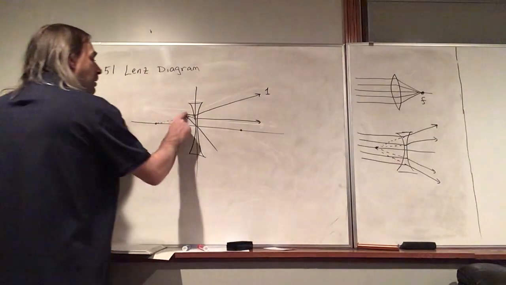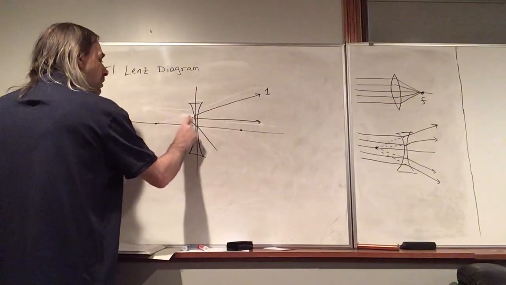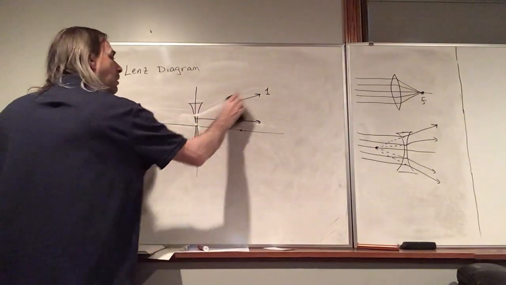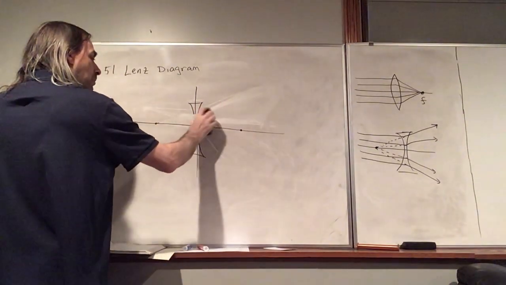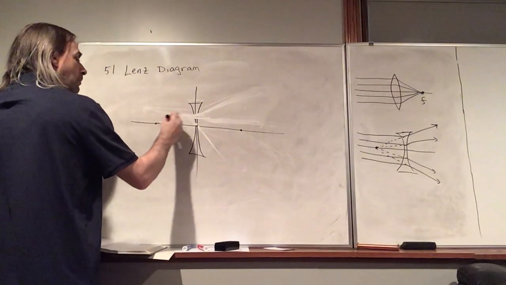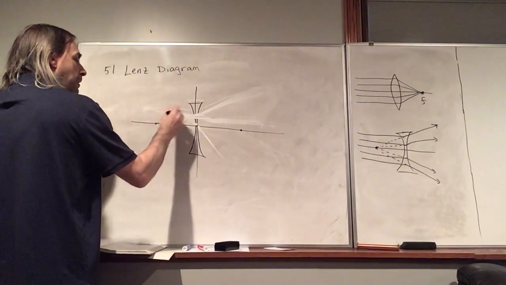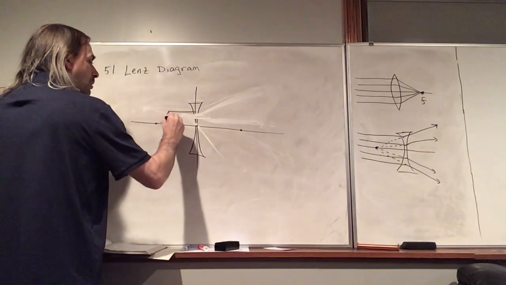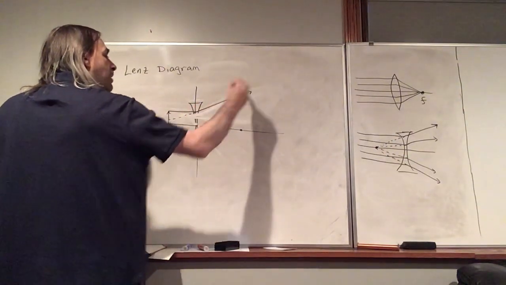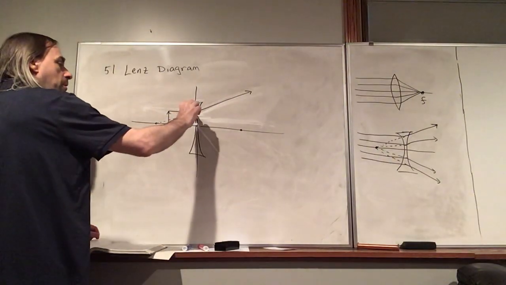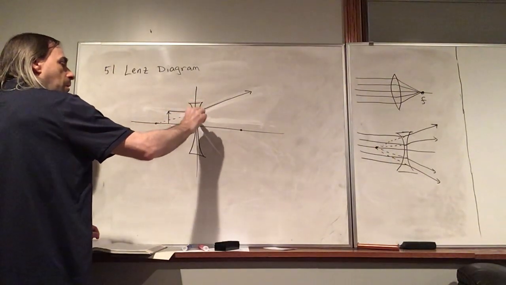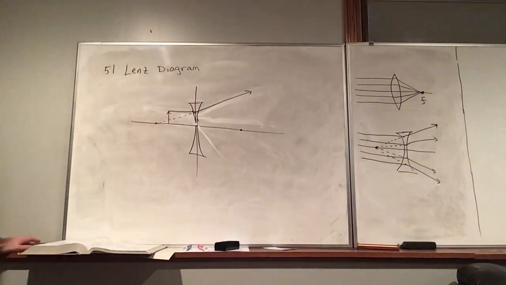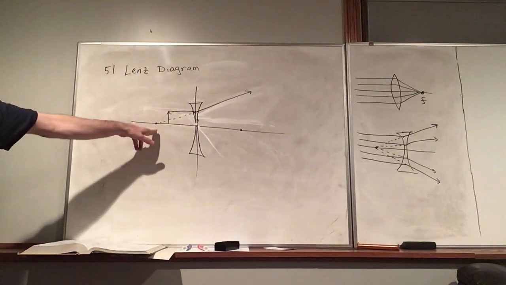I wonder if I can move it. Keep as much of this as possible. Let's try this. See if we get something where the object and the image are easier to distinguish. Okay, so we use the focal point on the left to get ray 1.